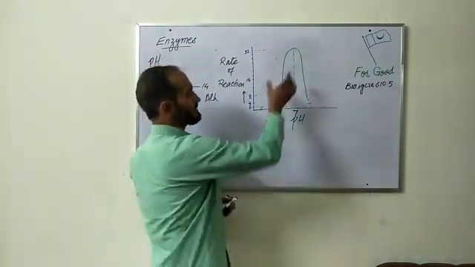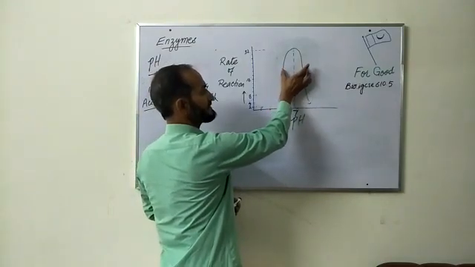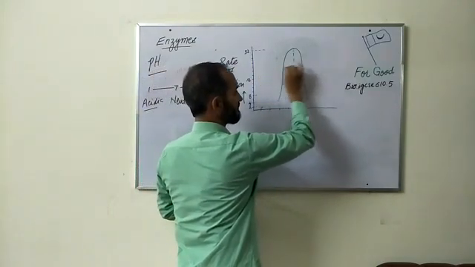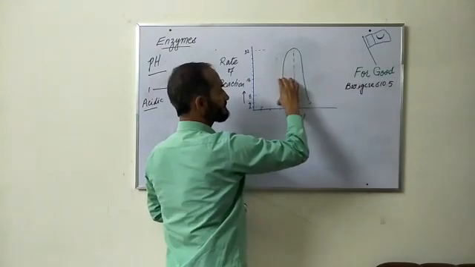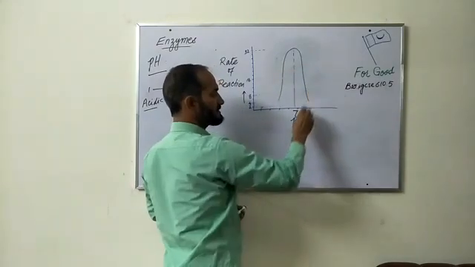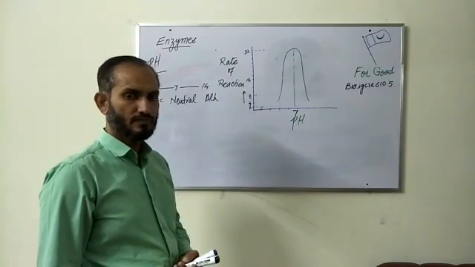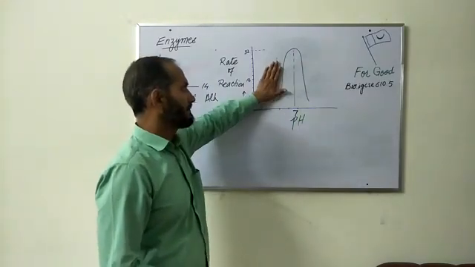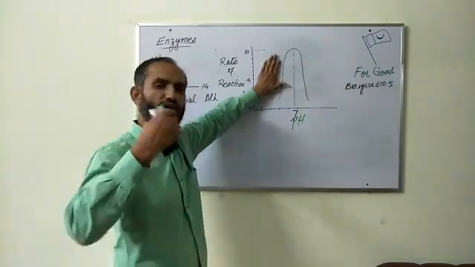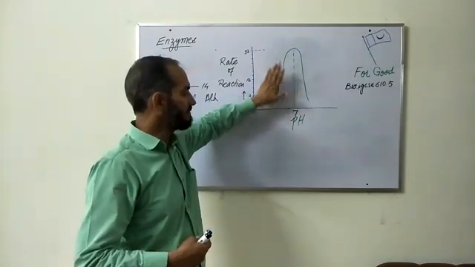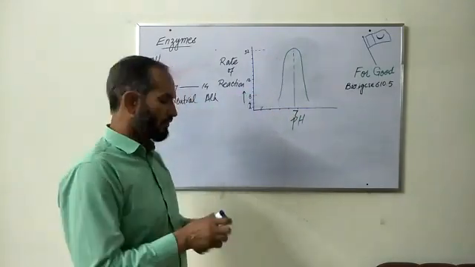So some part of this graph is reversible. You can say this part of the graph is reversible, while this part of the graph where there are drastic changes in the pH is irreversible. And this shape is constant for almost every enzyme, but with a different optimum pH.